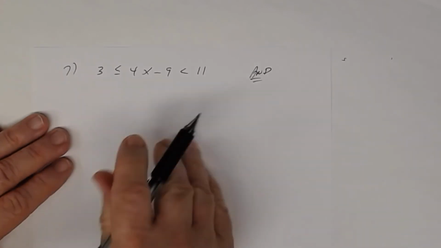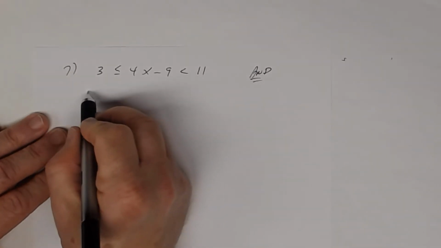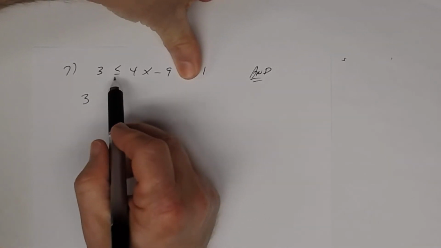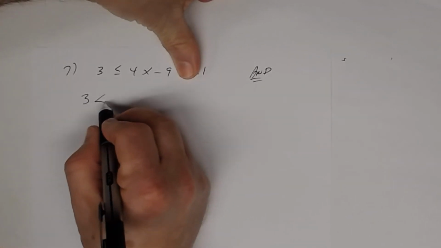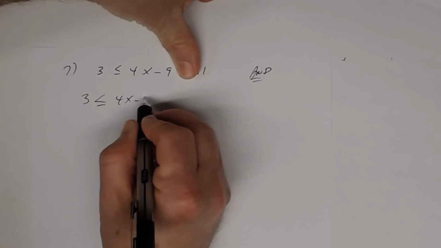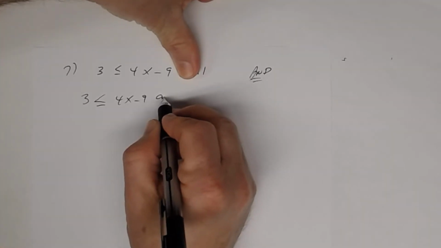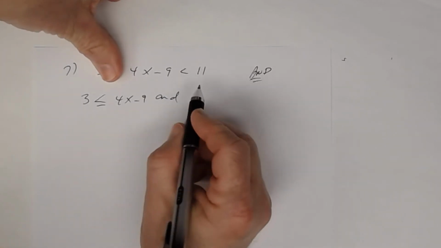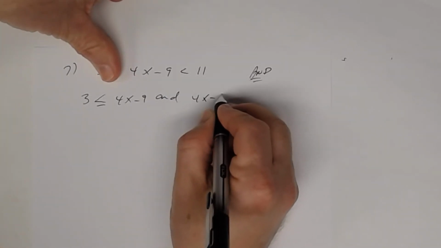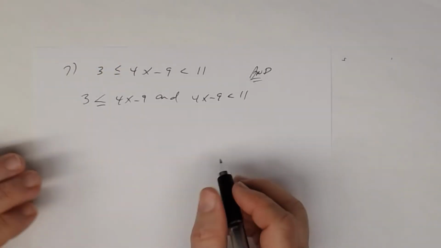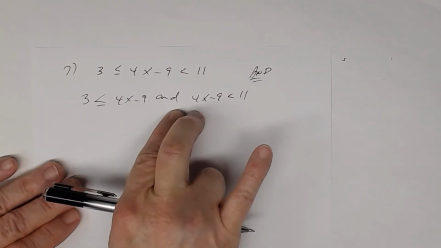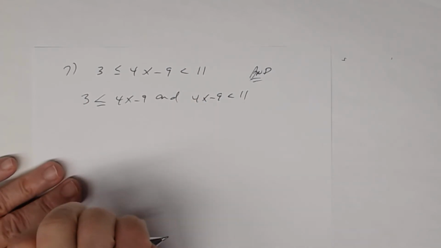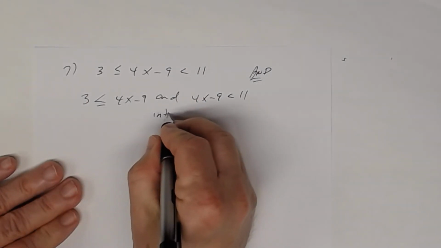All right, so when you split it apart, you would say 3 is less than or equal to 4x minus 9, and at the same time, 4x minus 9 has to be less than 11. That's what that's saying. That's what that means. Okay, so that is an and statement. And then you would solve each one individually and find the intersection. So remember, and means intersection.